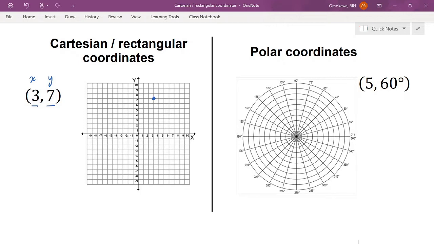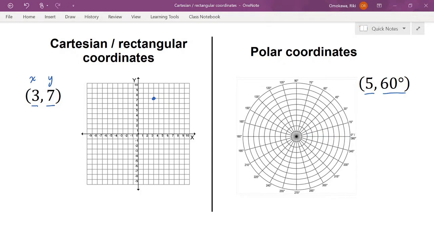But now with polar coordinates, this left number is what we call the radial distance or the radius. Basically, it's the distance from the center of this point that we're about to graph. And then the right number is the angle, the angular coordinate. And as in the past, this angle means counterclockwise from 0 degrees, which is in the positive x direction. So 0 degrees is here.